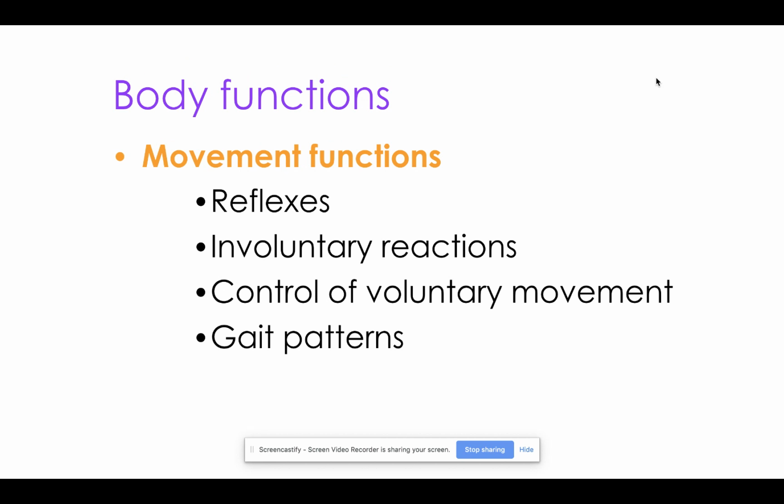Then we look at the movement functions. Now we're looking at reflexes. Reflexes are involuntary control of muscles that are induced by a specific stimulus. You've all possibly been someplace where maybe you've stepped on a rock, or you've stepped on glass, or you've stepped on a nail. And what do you do? You quickly lift your foot off of that. That is a reflex. It is involuntary.